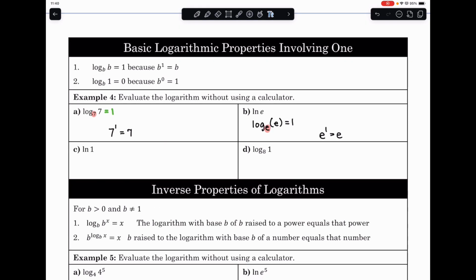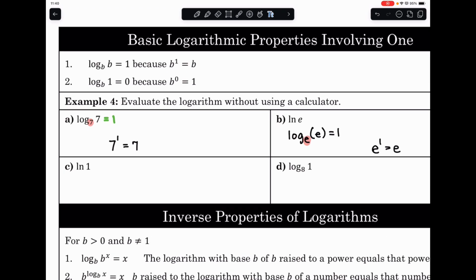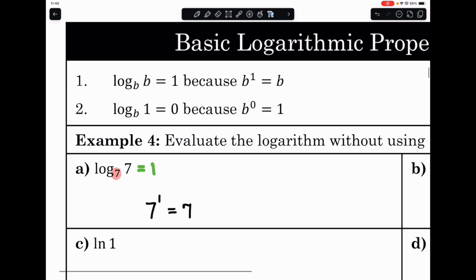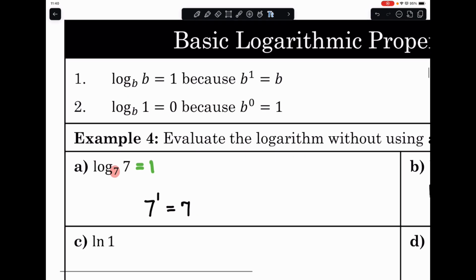Now the second basic log property involving the number 1 is if we have the log base b of 1, that solution is always going to be 0, because b to the 0 power is the only way to get the value of 1, if b is raised to the 0 power.